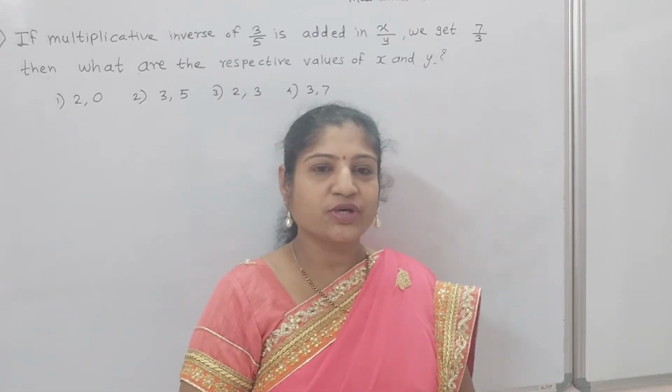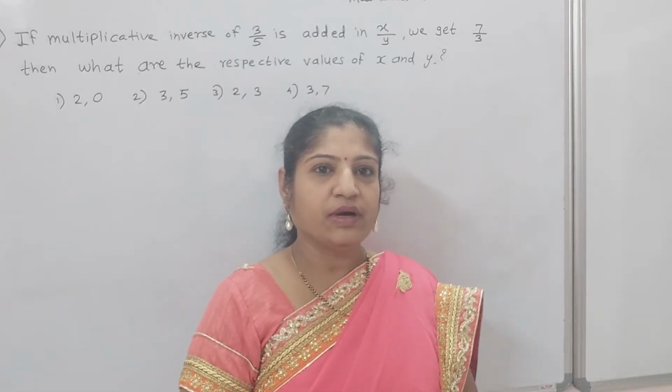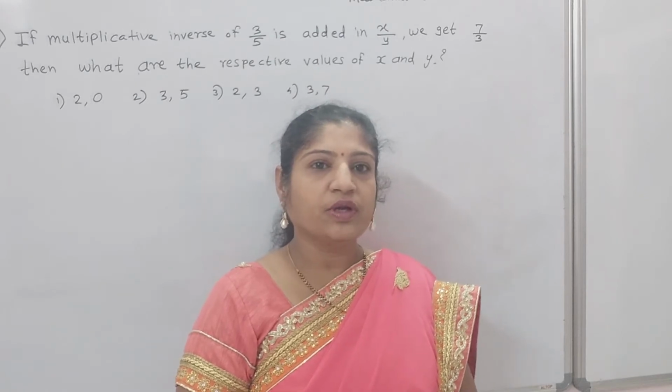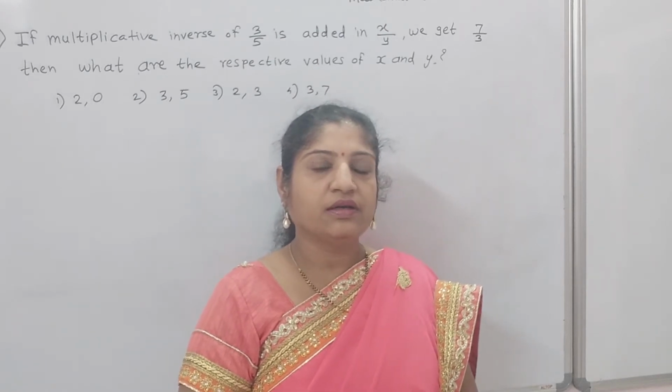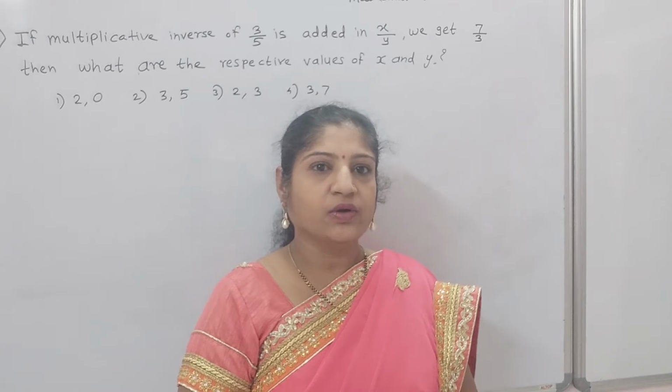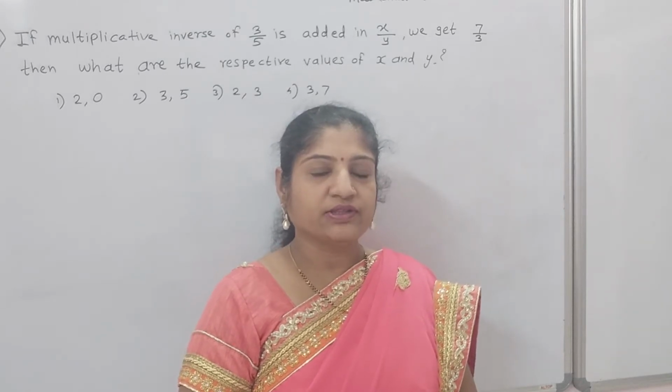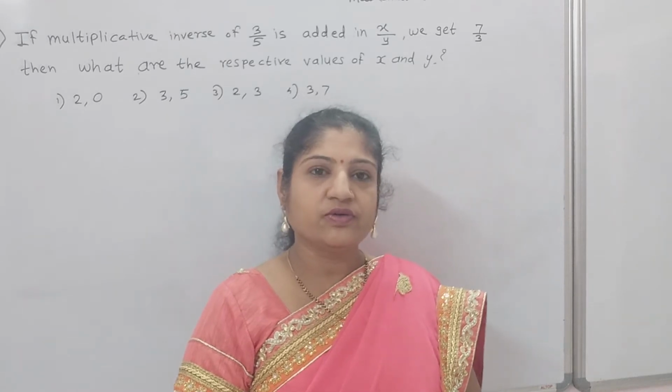Hello students, today's topic is additive inverse and multiplicative inverse. If the addition of two numbers is 0, then the numbers are called the additive inverse of each other. 5's additive inverse is -5. 5 plus -5 equals 0.